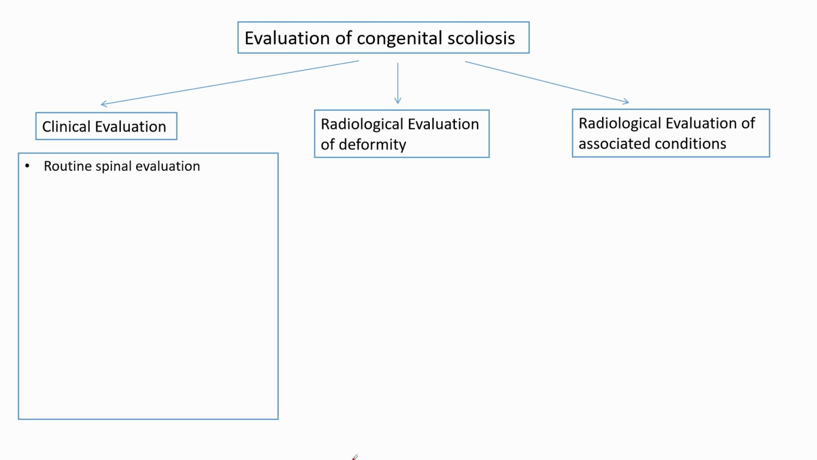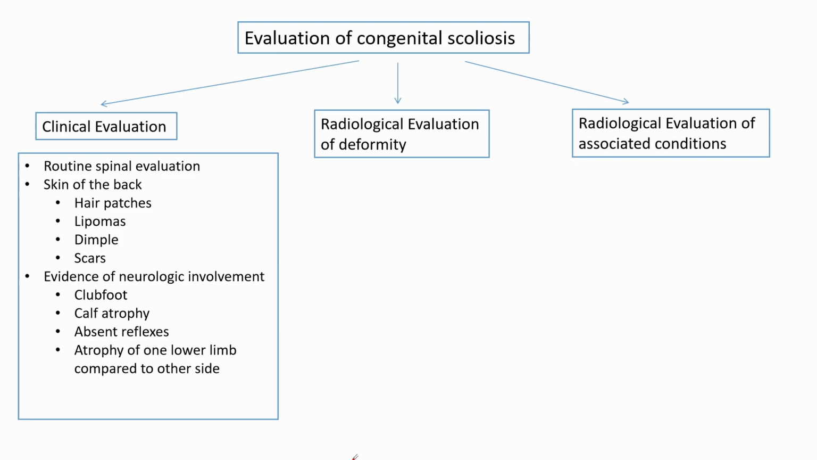The clinical evaluation, apart from a routine spinal evaluation, evaluates the skin of the back to look for any hair patches, lipomas, dimples, or scars which may indicate an underlying neural abnormality. We also look for any evidence of neurologic involvement like clubfoot, calf atrophy, absent reflexes, and atrophy of one lower limb compared to the other side. We also look for any syndromic associations like VATER and bacterial syndrome.